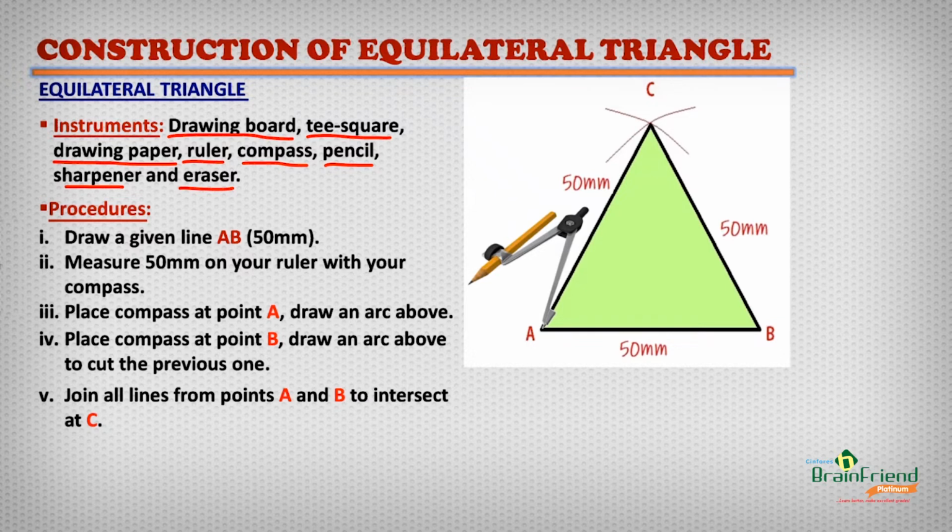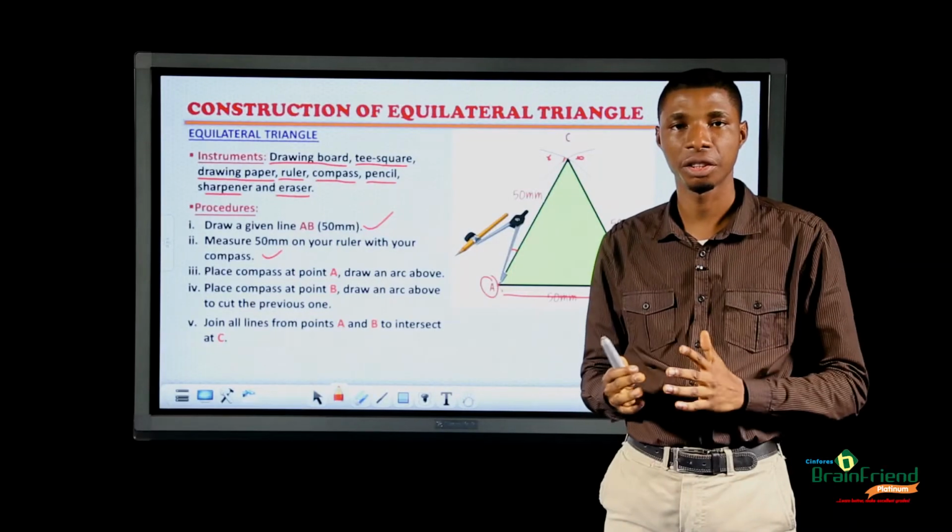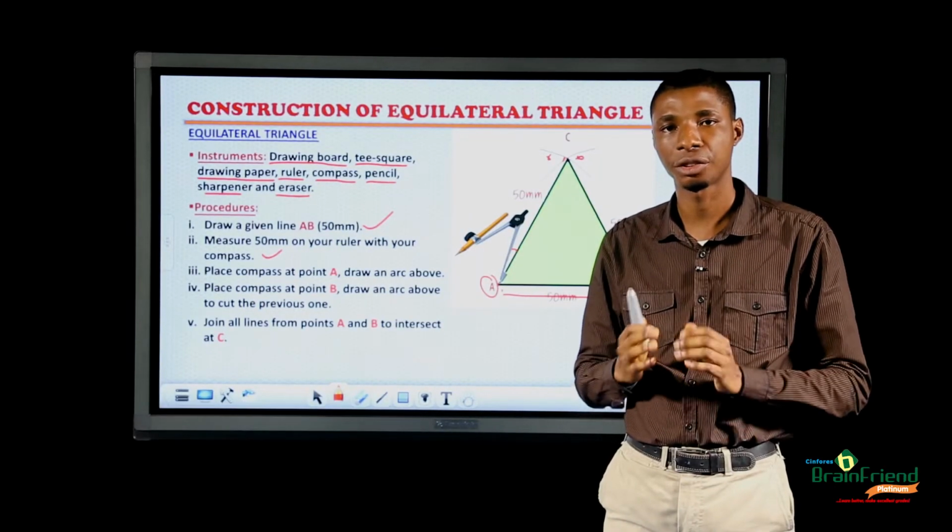Draw a given line AB, 50 mm. 2. Measure 50 mm on your ruler with your compass. 3. Place compass at point A. Draw an arc above. 4. Place compass at point B. Draw an arc above to cut the previous one. And lastly, join all lines from point A and point B to intersect at C. Following these procedures, you can successfully construct an equilateral triangle.